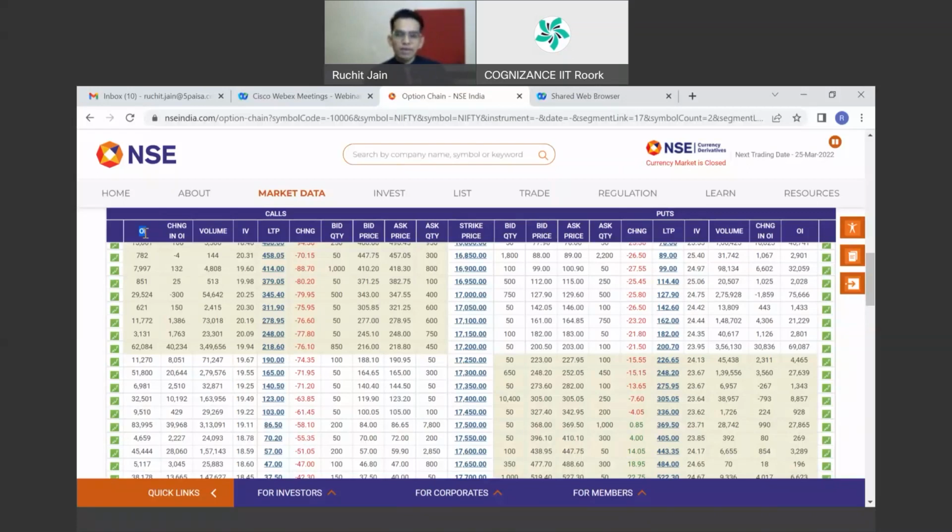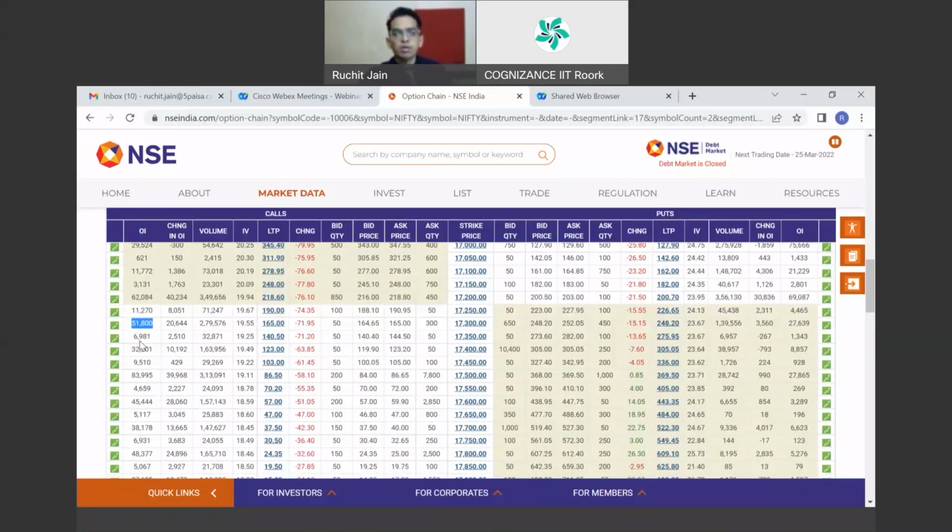So likewise, what is the total open interest that you can see in this OI figure? How many contracts are open? The 17,200 call option has 62,000 contracts open, buyers' and sellers' contracts. 17,300 has 51,800 contracts open. The 17,500 call option has almost 84,000 contracts open. So this is the open interest, today's open interest, the open interest as of now.